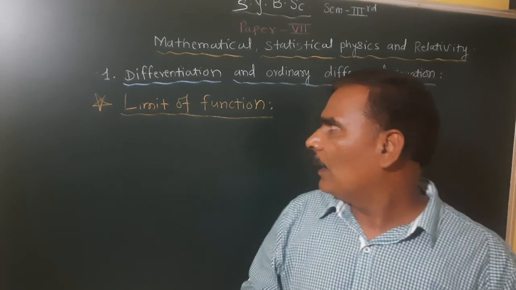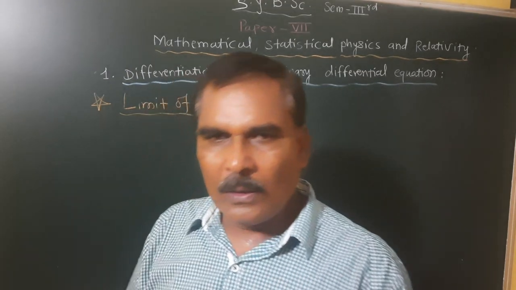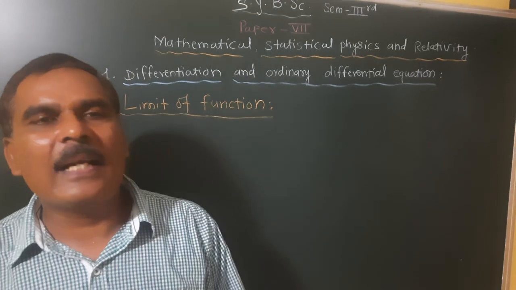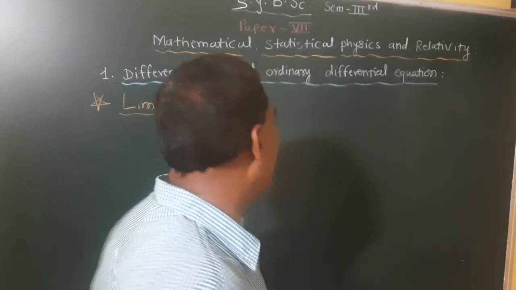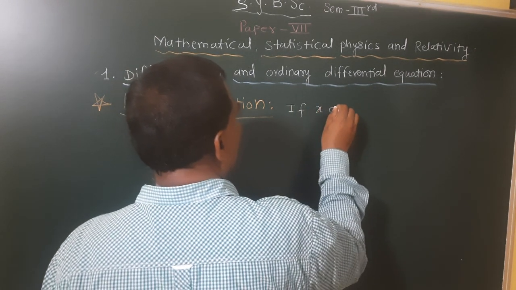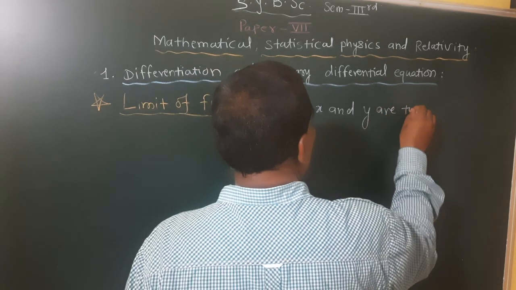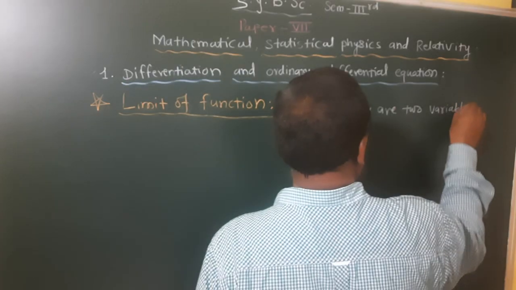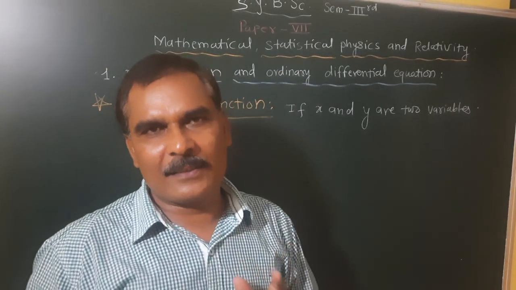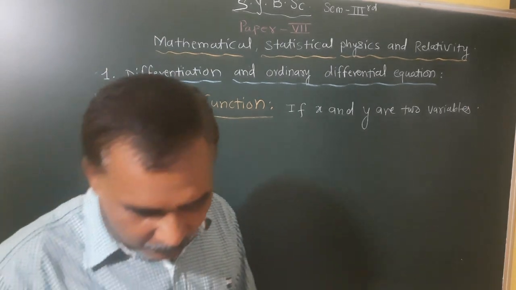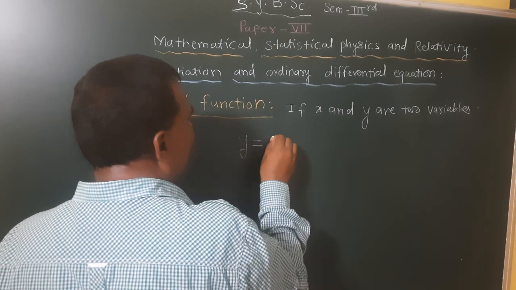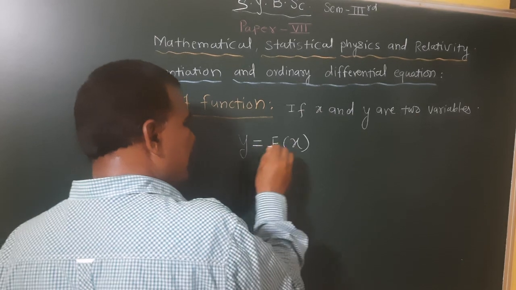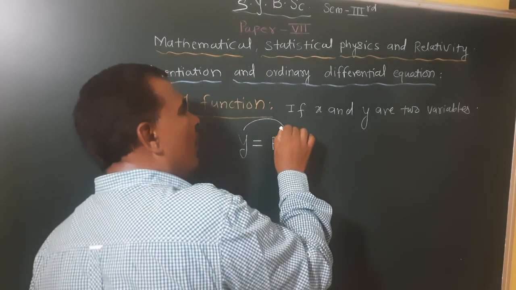First of all, we have to consider the limit of a function. In the limit of a function, we have to consider 2 variables, say x and y. If x and y are the two variables such that y depends on x, it means the value of y depends upon the value of x, and at that time we say that y is equal to f of x. Y depends on the value of x.